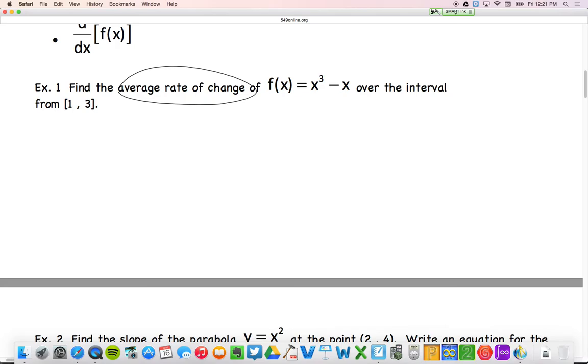So find the average rate of change of f of x equals x cubed minus x over the interval from 1 to 3. Now, this is from x equals 1 to x equals 3. Now, how did you do 9th grade slope? What did you have to do 9th grade slope? Don't make this problem hard, because I will send you to timeout. You find the points.